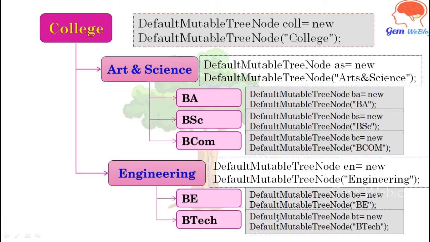Once we have created them, we have to add these two nodes into engineering and these 3 nodes into arts and science. Once I have added these, I have to add engineering and arts and science into the college node. Then the college node has to be added into the JTree. This is the way we are going to create the JTree.